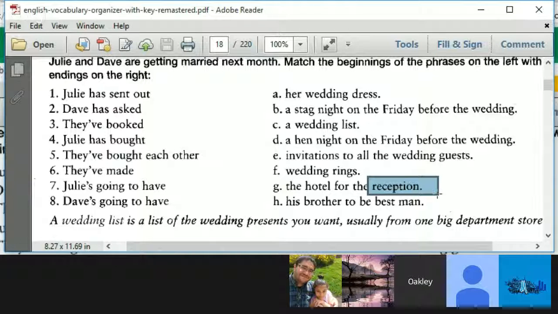Reception. Do you know what a reception is? Yeah, you know reception. It's the fun part. Yes, indeed. It's the fun part. In Western weddings, the reception is after the formal ceremony. You go to the reception.